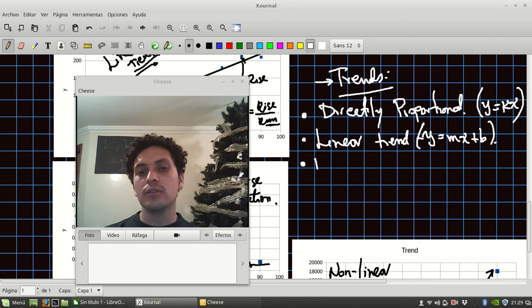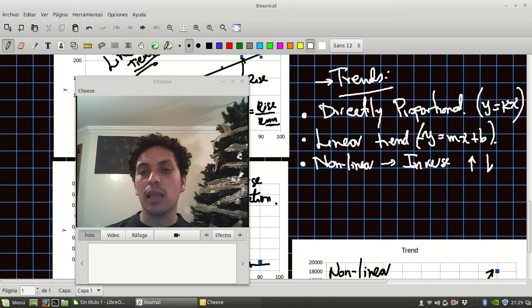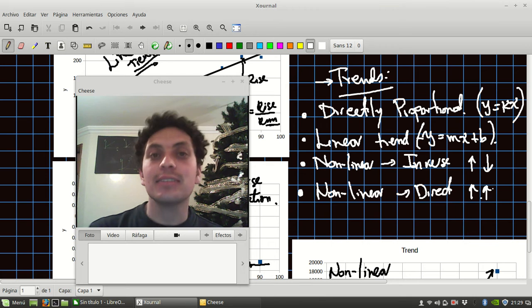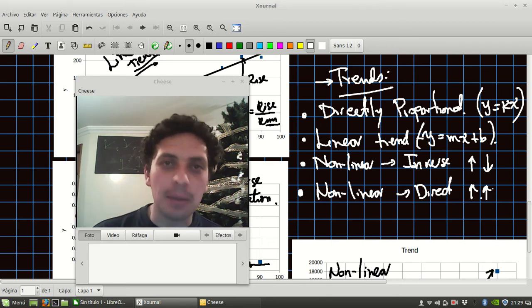The third, we see non-linear trend, but that it's inverse. The more the independent, the less the dependent. And the last one we saw was non-linear, that is direct. The more the independent, the more the dependent. Okay, and these are the type of trends, the most common type of trends.